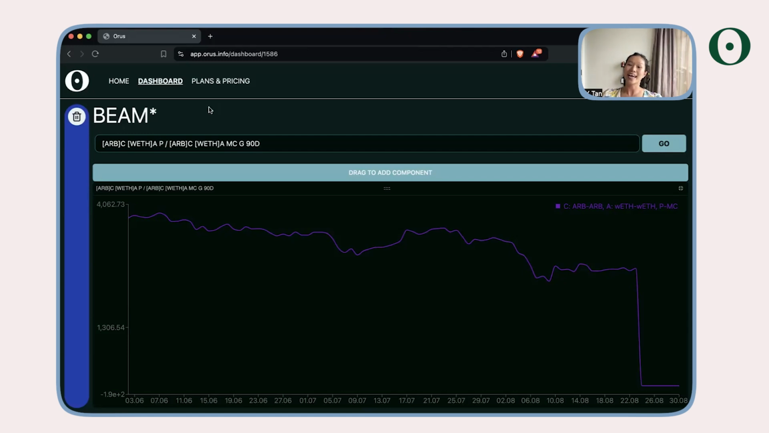Also, we're building an AI on top of this. We've already built it, but we have not launched it yet. It basically translates natural language to our DSL, to computer language. This translation makes your query a lot more accurate. And that's why we're super excited to launch that very soon. So hopefully that gives you a very good overview of what we do at Orus and how our DSL works.